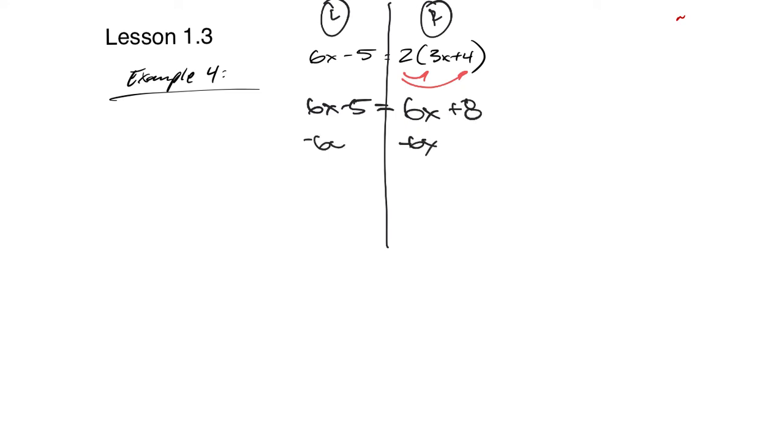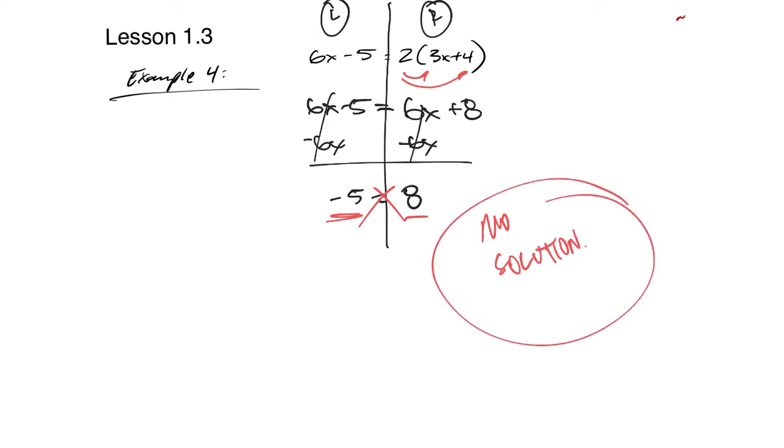We have a similar situation to what we just had. And by now you can tell that negative 5 does not equal 8. Therefore, there is no solution and we are done. No solution to this equation here.